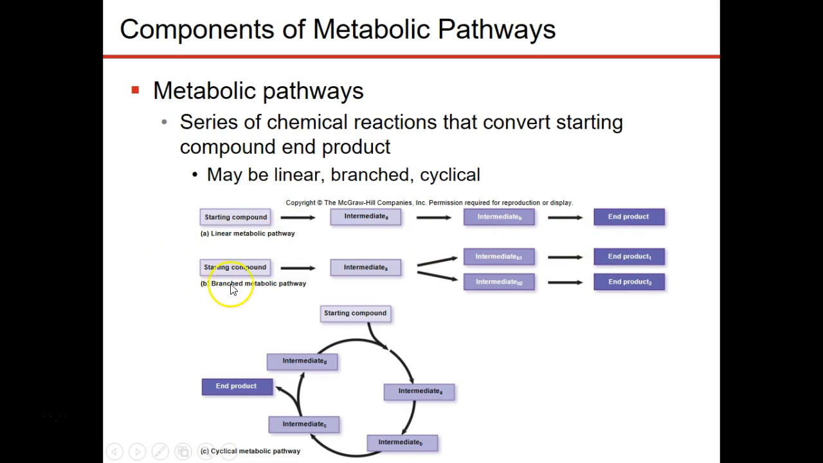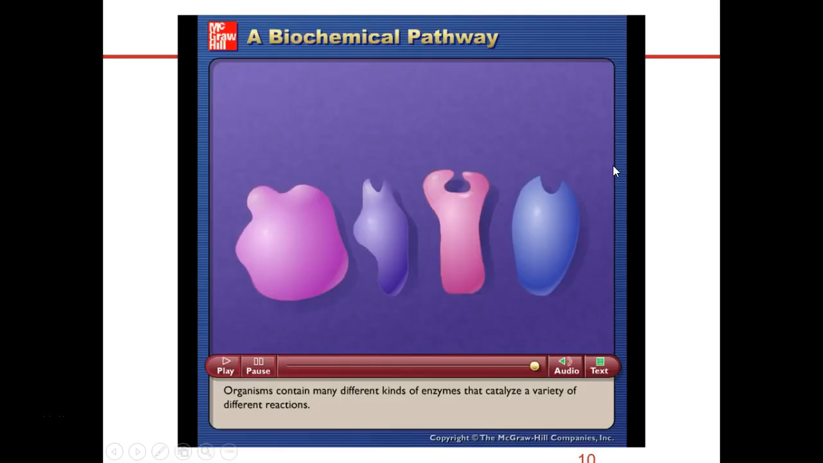More common, we have branched pathways where we have some compound that can be converted to an intermediate. That intermediate can be converted to multiple other molecules, or it can go back to the start. Sometimes our metabolic pathways are going to be cyclic. So when you think of the Calvin cycle or the citric acid cycle, they're cyclic. And so we'll be talking about some of those types of metabolic pathways as well.